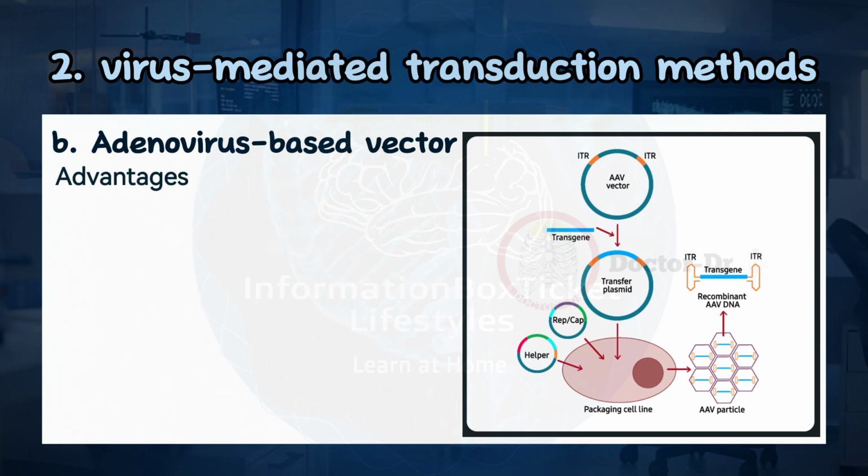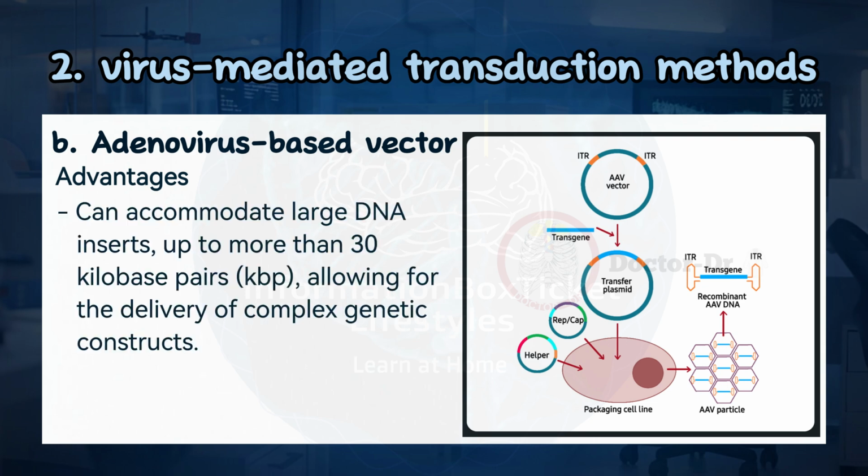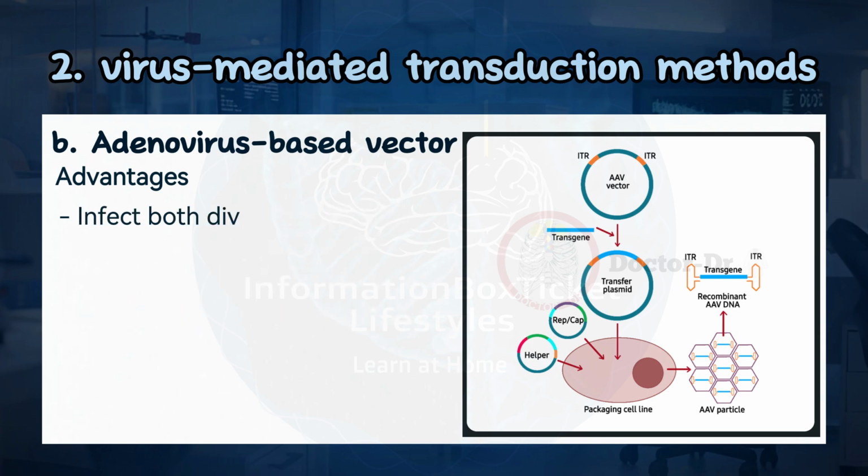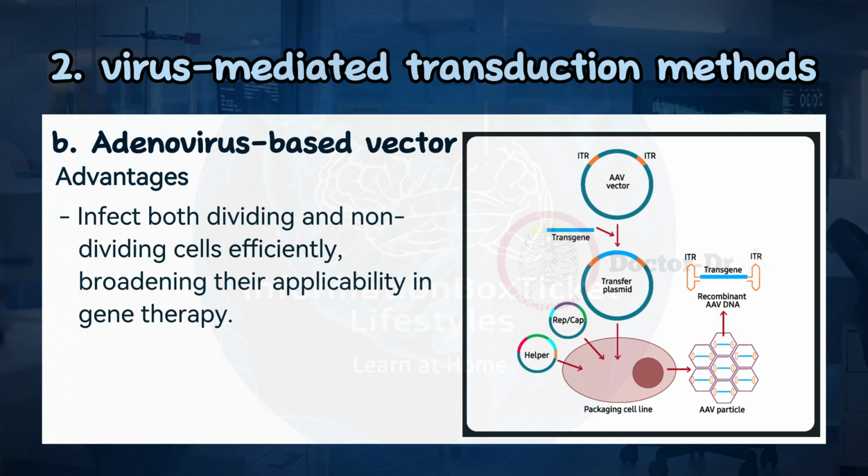Advantages of adenovirus-based vector: they can accommodate large DNA inserts, up to more than 30 kilobase pairs, kbp, allowing for the delivery of complex genetic constructs. They infect both dividing and non-dividing cells efficiently, broadening their applicability in gene therapy.